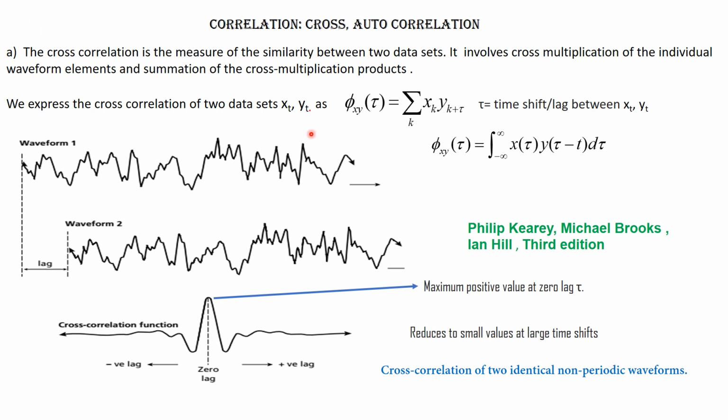We'll move to the cases of correlation, auto and cross correlation. It's nothing but a measure of similarity between two data sets. Suppose we have waveform 1 and waveform 2, and there is some lag. The cross correlation function, according to the equation for discrete and for continuous data sets, is maximum at the zero time lag and reduces to a lower value at large time shifts. In my next slide, we'll discuss why we need cross correlation in seismic data processing.